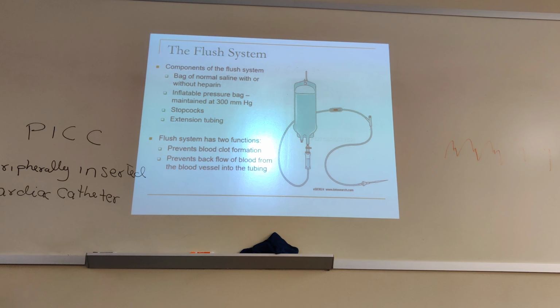All right. The flush system has two functions. It prevents blood clots from forming, because we have to push the blood back into the body as quickly as possible with normal saline. And it prevents the backflow of blood from the blood vessel. We put enough pressure there to counteract the pressure inside the artery so that the blood is not coming out. Any questions about the flush system?